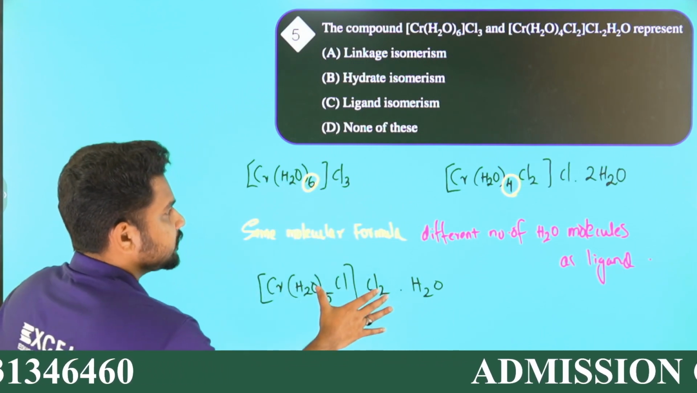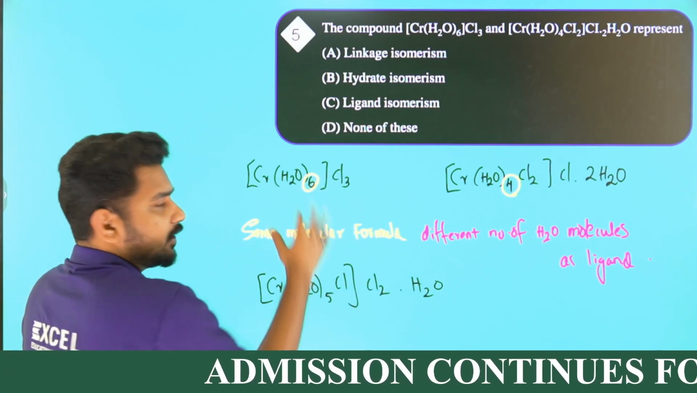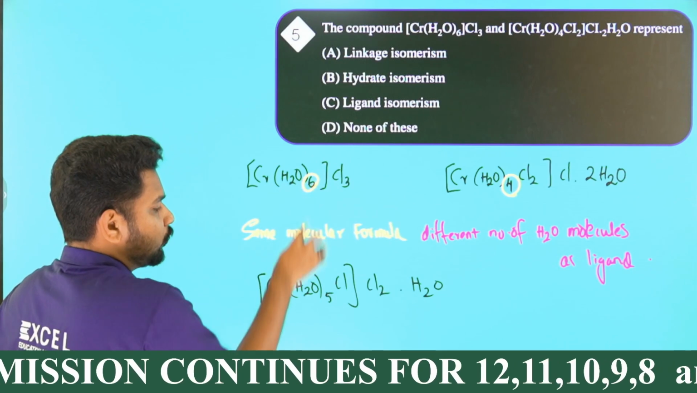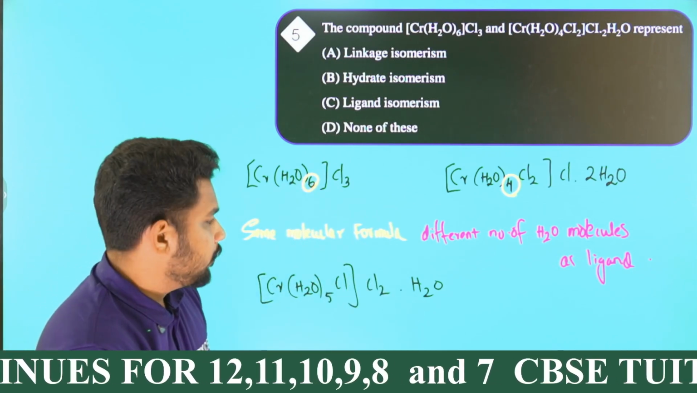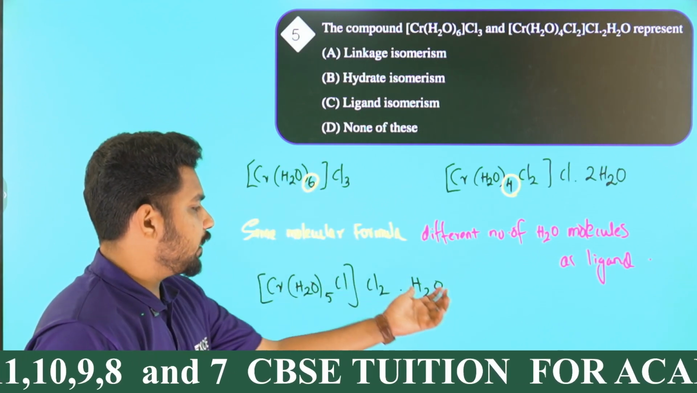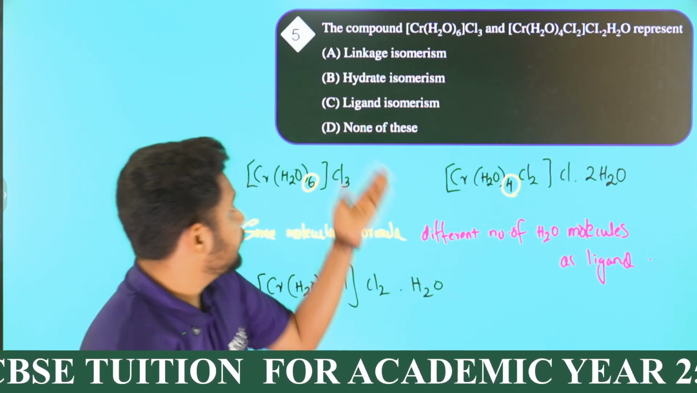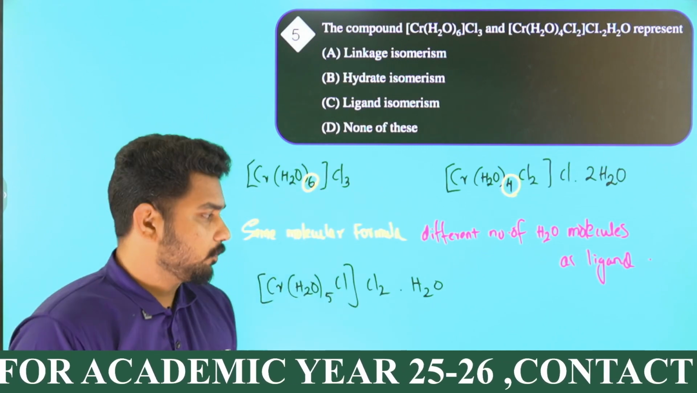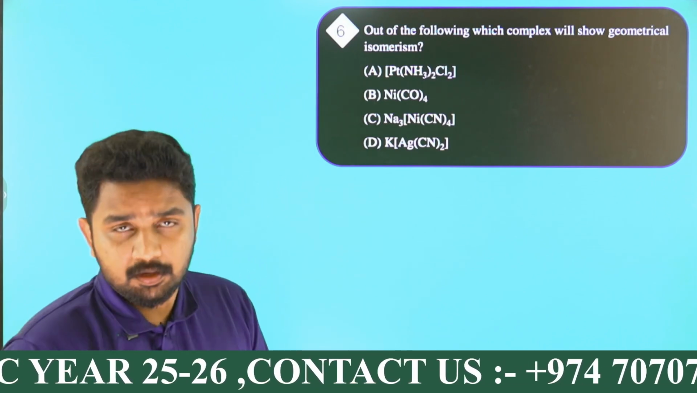Because here also you can see the number of Cr, number of H2O, number of chlorine, everything is the same. So it's an isomer, but the difference is that the number of H2O molecules as a ligand is changing. The difference in H2O molecules is coming as a hydrate. Then it is confirmed that it is hydrate isomerism, also called solvate isomerism. That's it. So we finish the structural isomerism part.